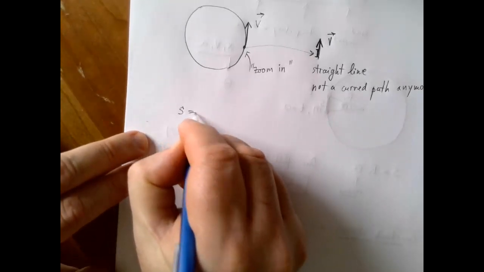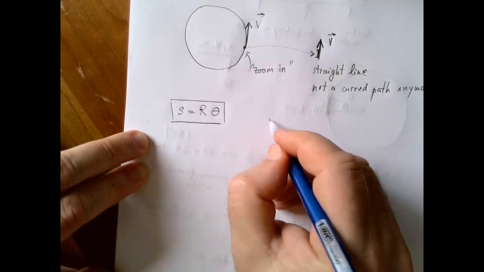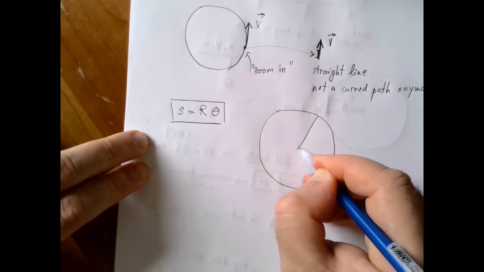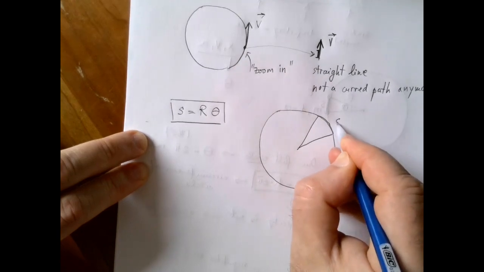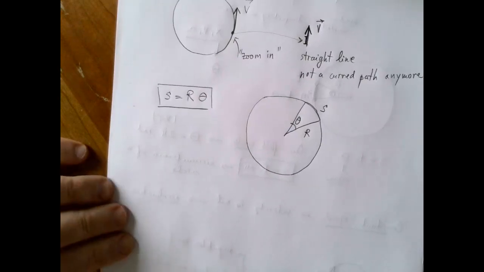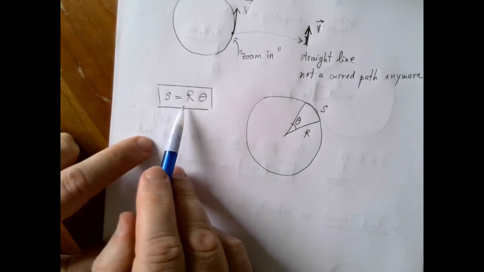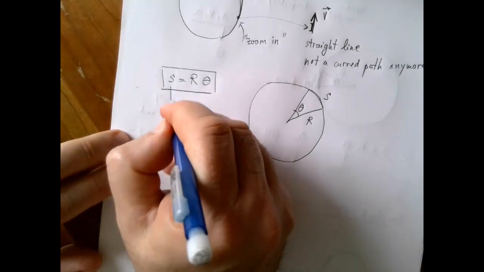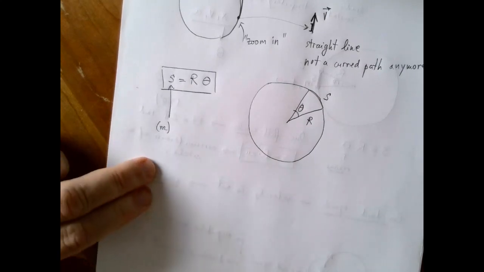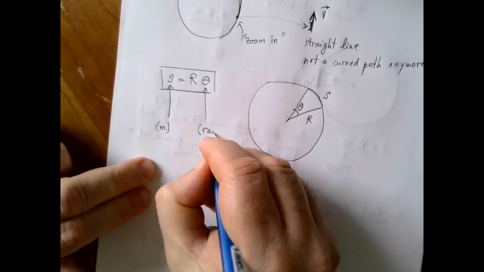We already saw that the relationship between s, theta, and r is given by this. But as I mentioned before, I can look at the motion from two different perspectives. One is in terms of the distance traveled in meters, and one is in terms of the angle swept in radians.